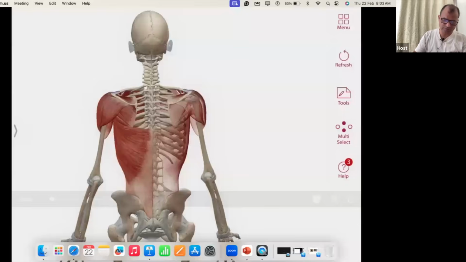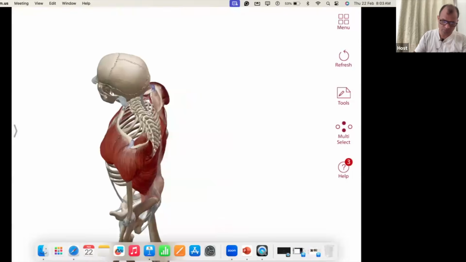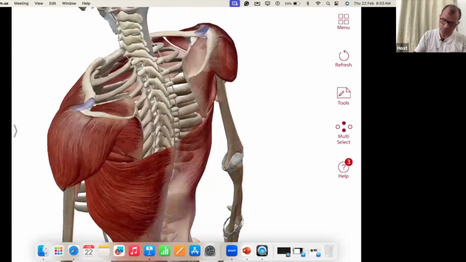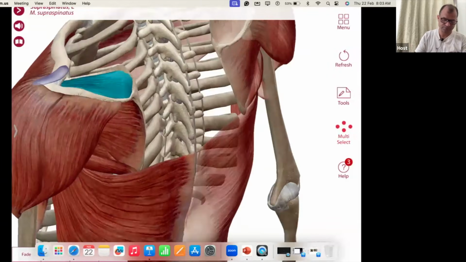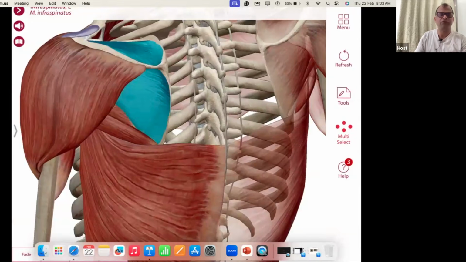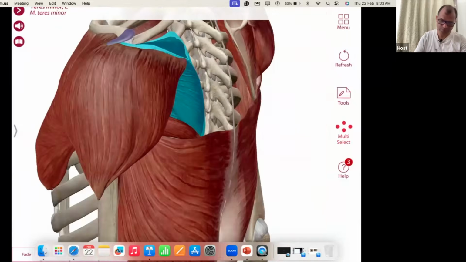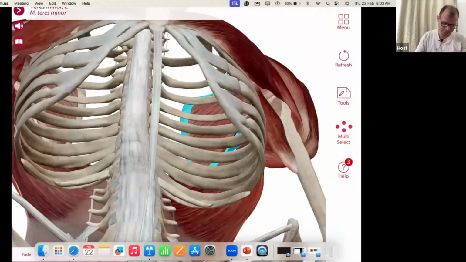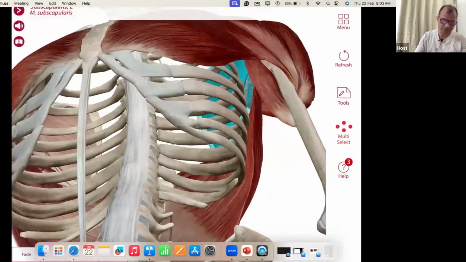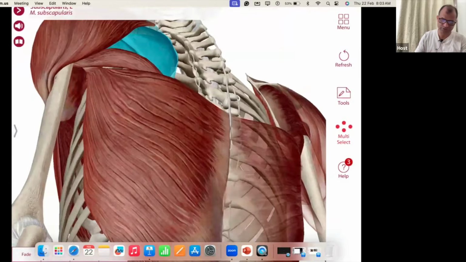So let's see here. This is the supraspinatus. This is the infraspinatus attached with the scapula. This is the teres minor. And one muscle I will show you shortly. Let's see. I'm showing only the four SITS muscles.